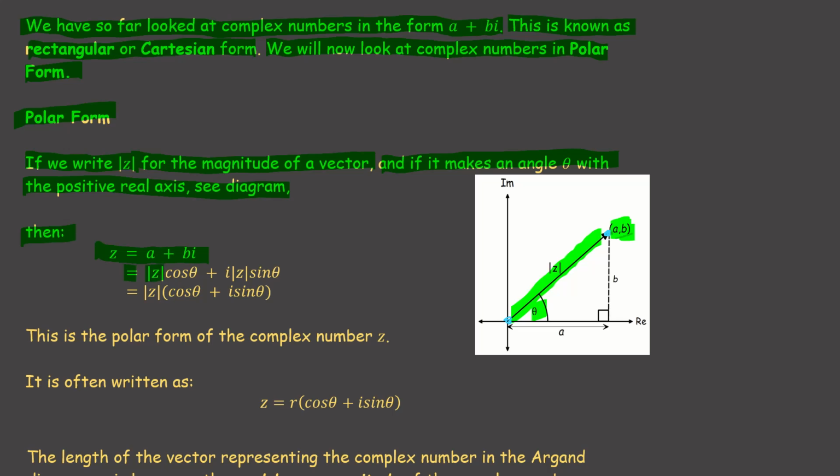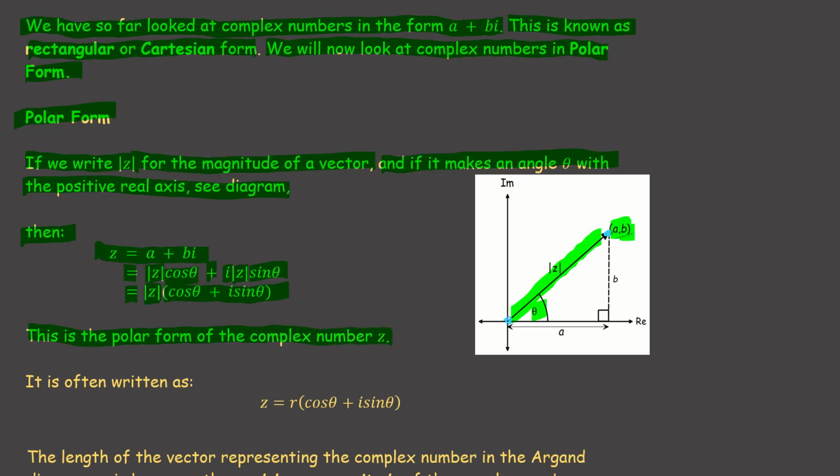That's equal to mod z cos theta plus i times mod z times sine theta. And we can factor out the mod z there and have mod z (cos theta plus i sine theta). This is the polar form of the complex number z.